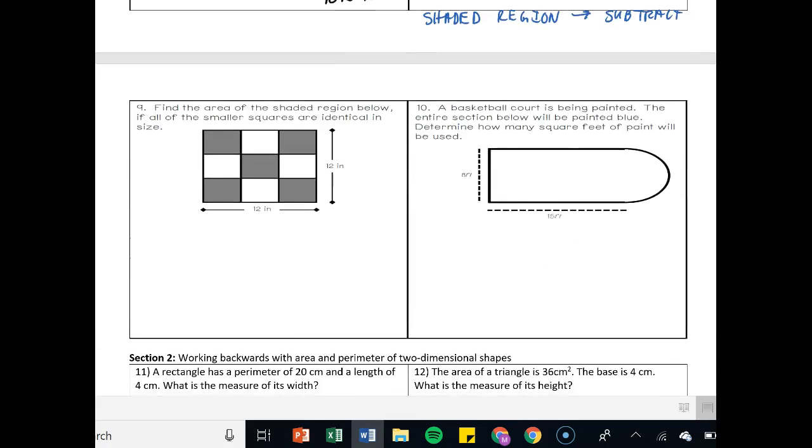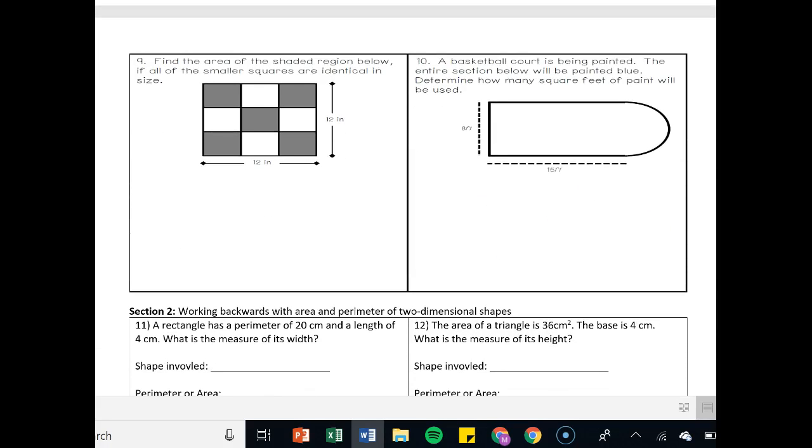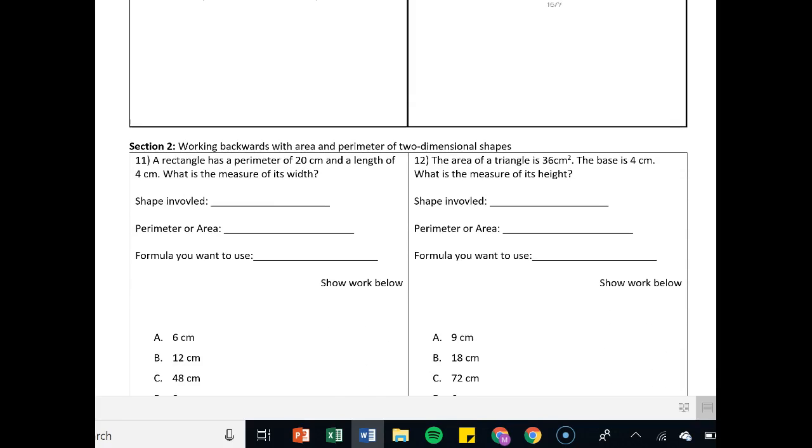Okay, if you make your way to the back, I'm going to allow you to do these. Again, section 2 for your homework 7.7. If you don't have access to your graded work binder, that's okay. This stuff is on Canvas to help you.